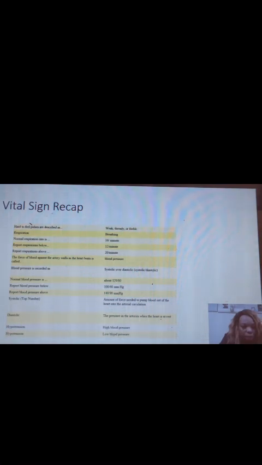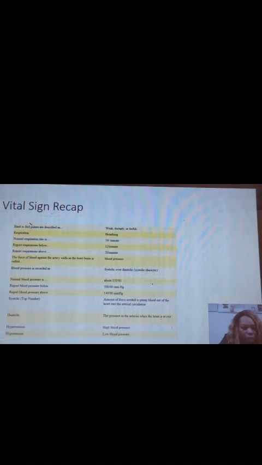We talked about the blood pressure being the force of blood against the artery walls as the heart beats. We record our blood pressure with the systolic over the diastolic. It looks somewhat like a fraction. Your normal blood pressure is about 120 over 80.